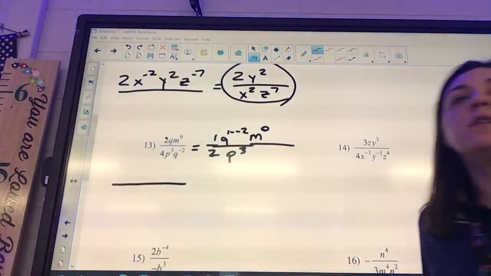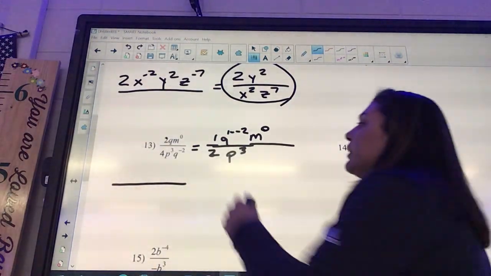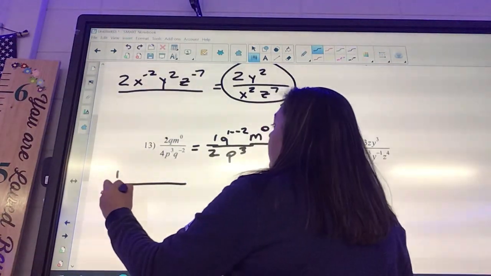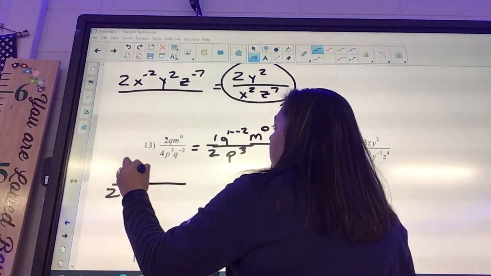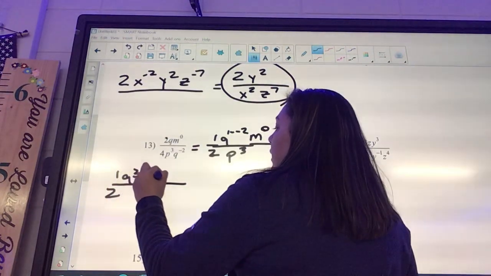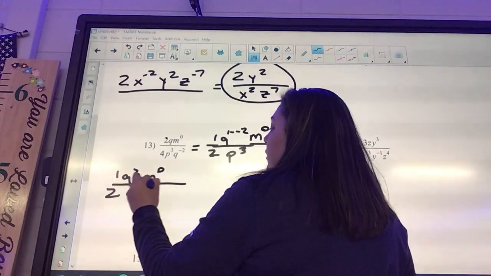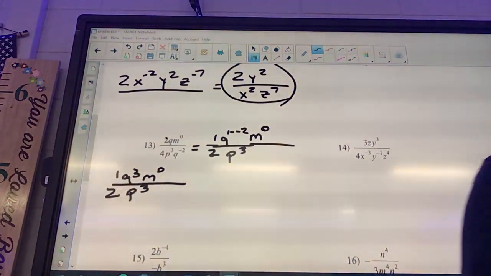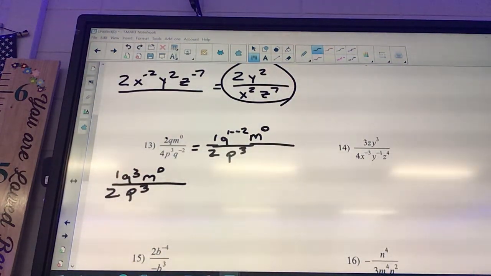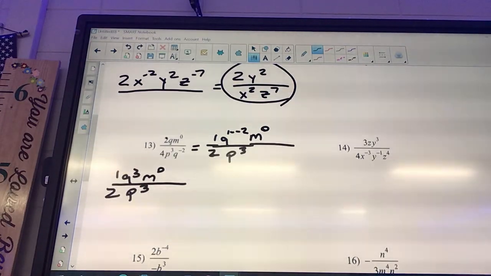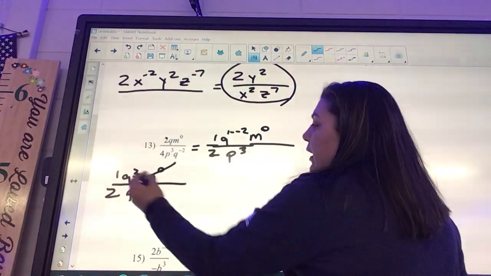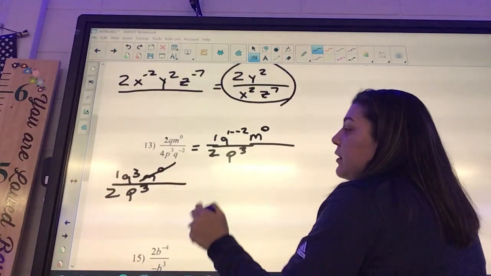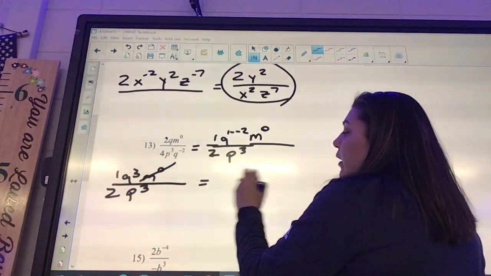What is 1 minus -2? 3. Okay, so we're going to get 1 over 2, q to the 3, m to the 0, p to the 3. What is m to the 0? 1, or it just cancels out. And in this case, it's really just going to cancel. Okay, so you can just erase it, or unless you want to rewrite everything.